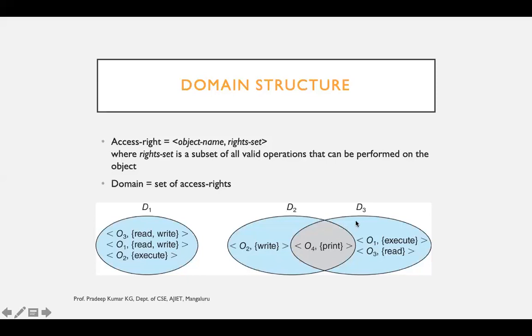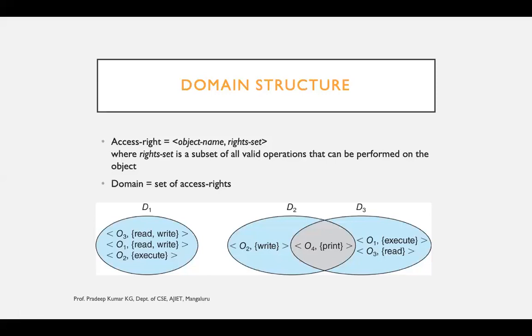Please consider, now forget about D3 for the time being. D2 will have, please follow my cursor on the screen, these two objects. So object 2 is having write, object 4 is having print. So now with respect to this, D2 as a domain which is having two objects will have write and print as the set of privileges.